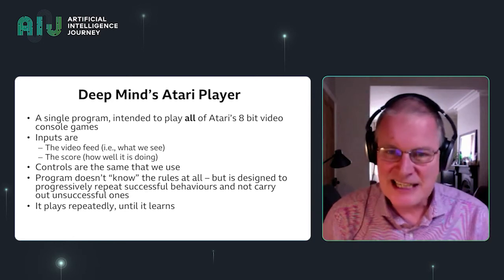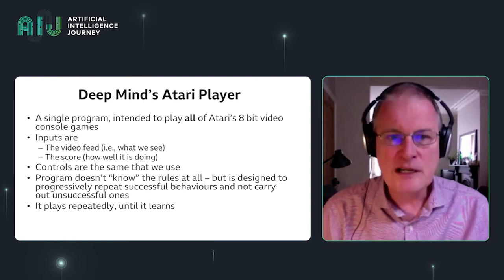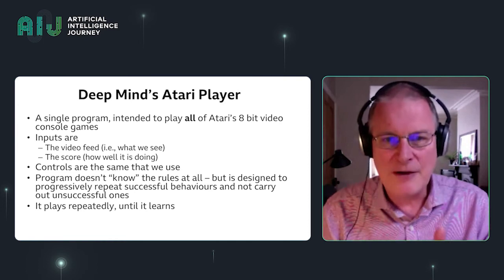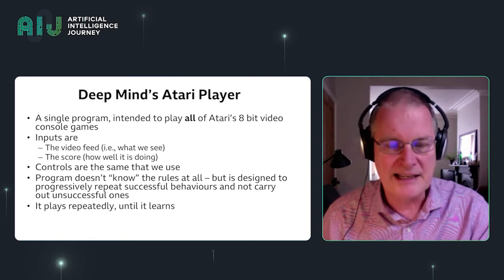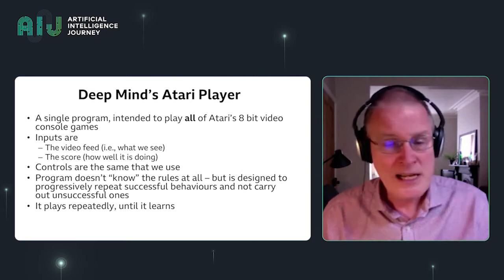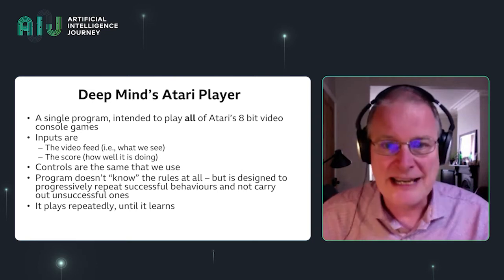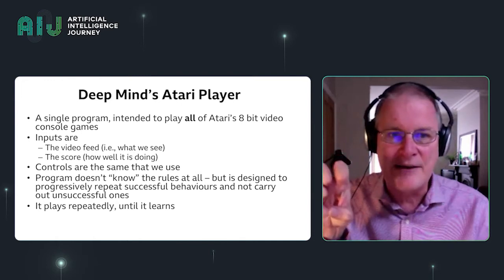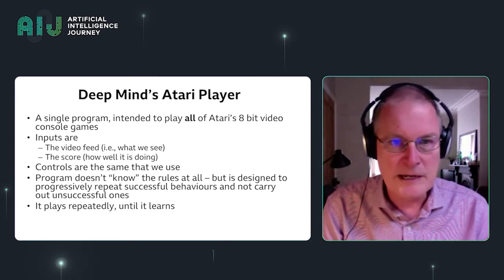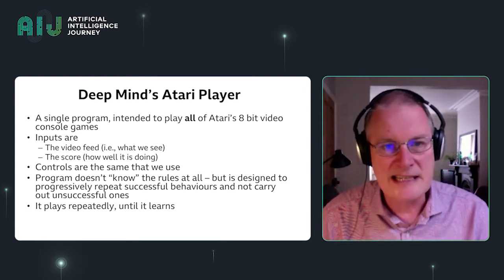But this is the interesting thing. If we'd approached this problem using the top-down approach, then the way we would have done it is we would have found somebody who was really good at playing Atari video games, and we would have asked them, how do you do it? How do you play your games? And we would have extracted that knowledge about how they played and given it to a computer program. That's not what DeepMind did at all.